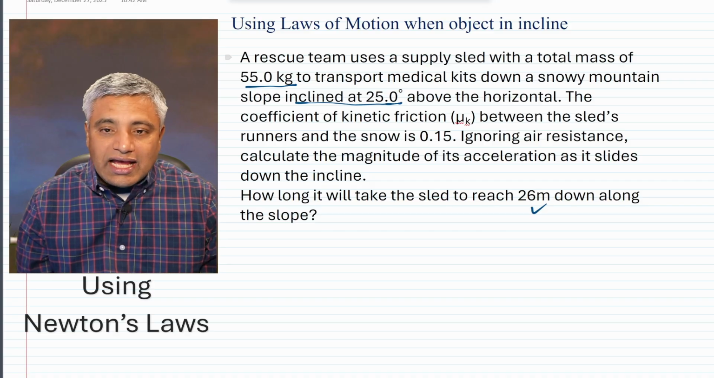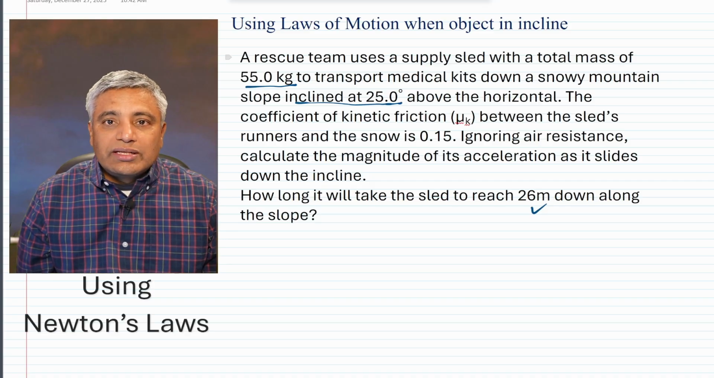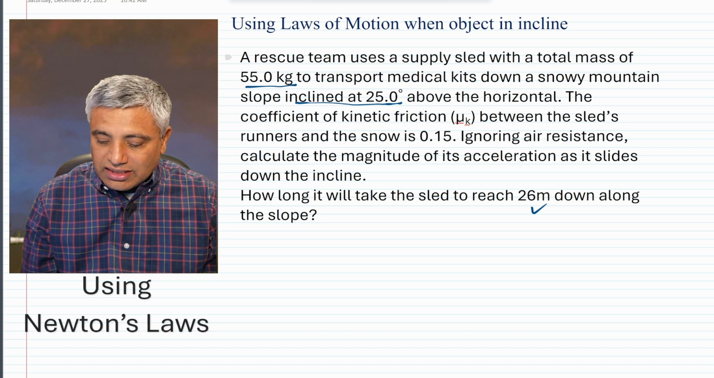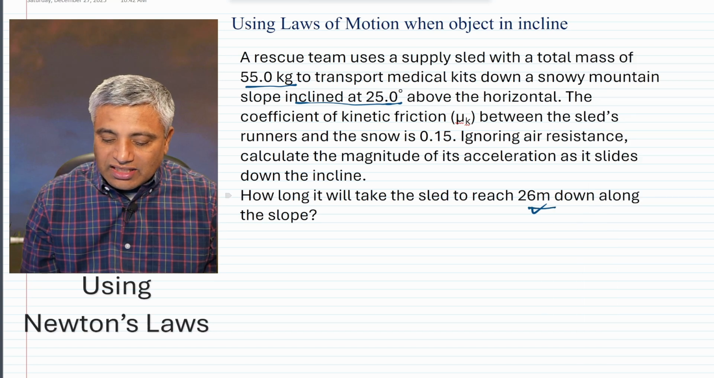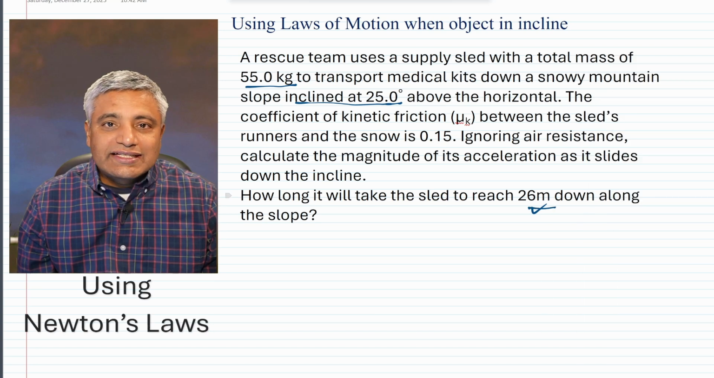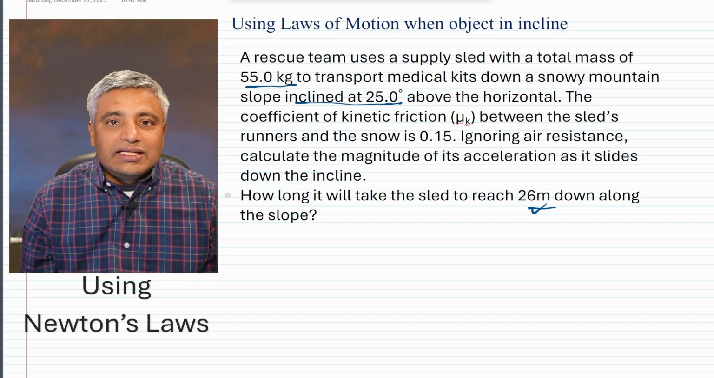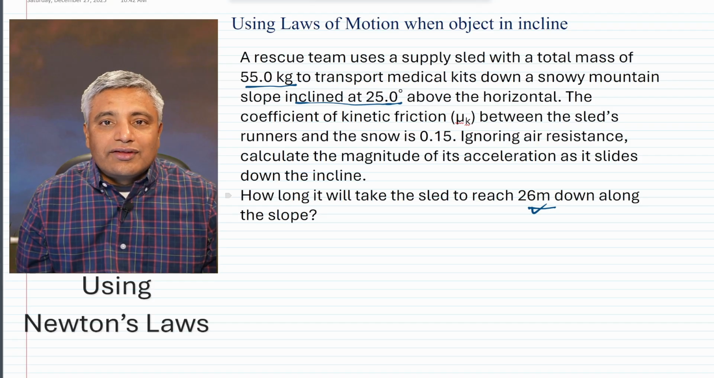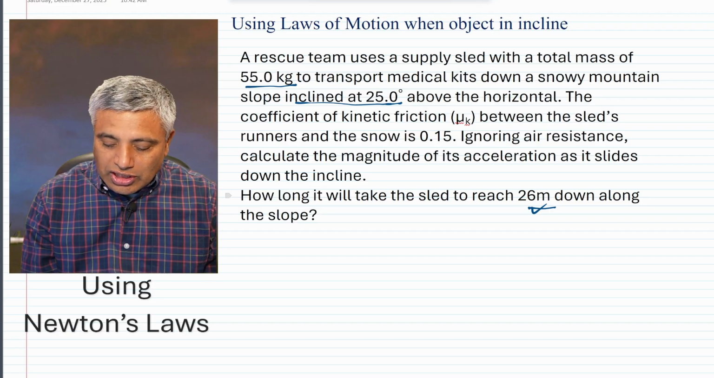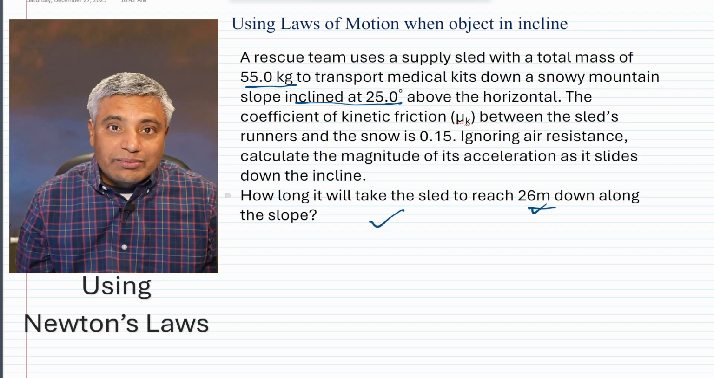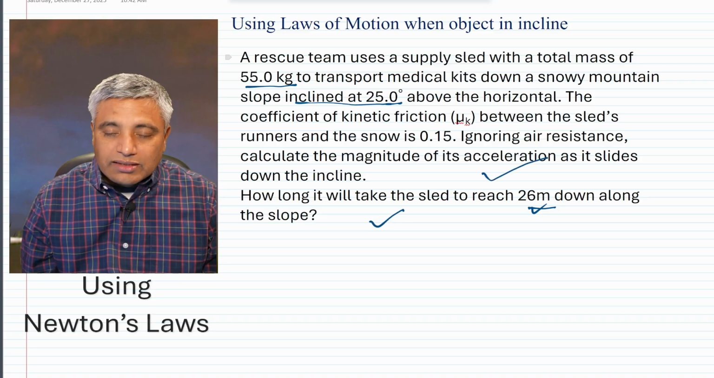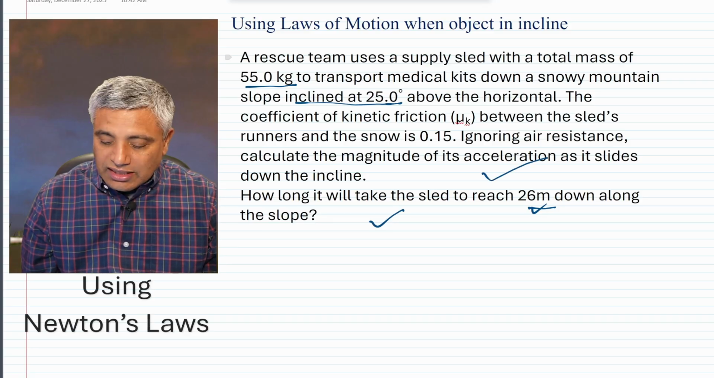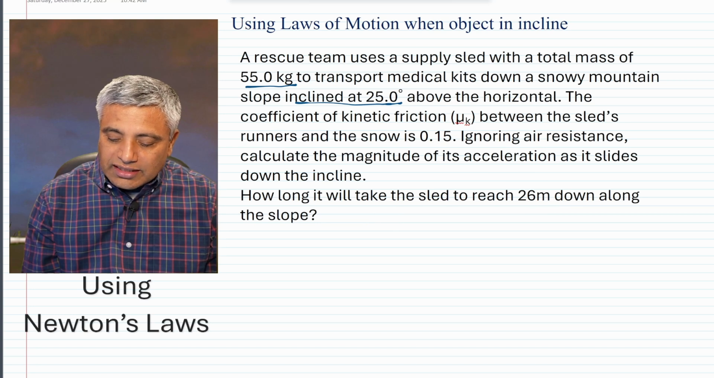Even if it did not ask us to find acceleration, we should be able to tell we need acceleration, because displacement is given, and assuming you launch the sled with zero velocity, you need initial velocity, acceleration and displacement to find the time interval. To solve this part of the problem, we need to use kinematics. To solve this part, we need to use dynamics. So let's start by finding the acceleration.